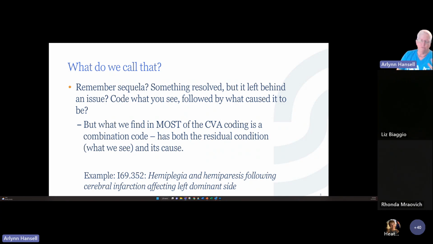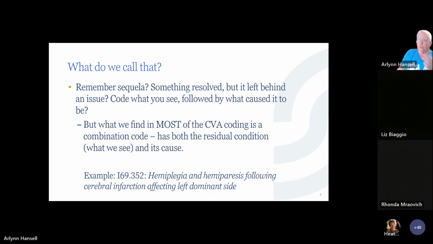Hemiplegia and hemiparesis following cerebral infarction affecting the left dominant side. So the cerebral infarction is what caused it. What do we see? We see the hemiplegia of the left dominant side. So that's your whole sequela code, all wrapped up into one combination code.